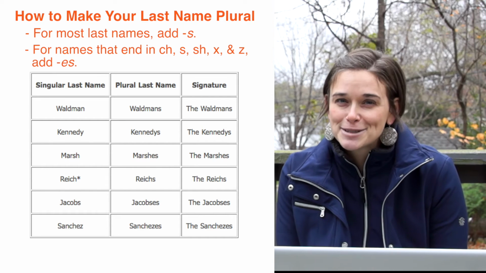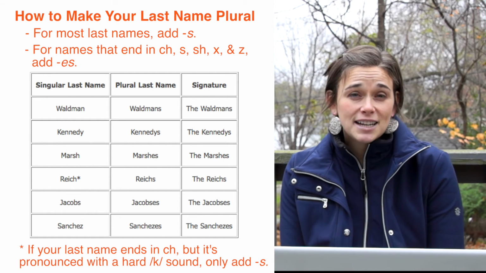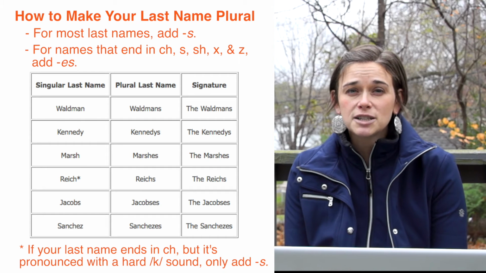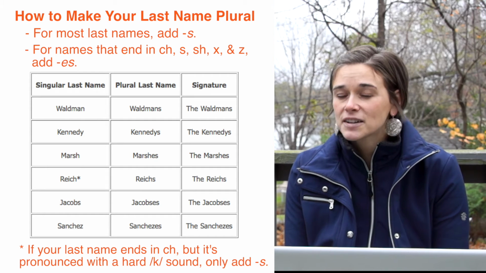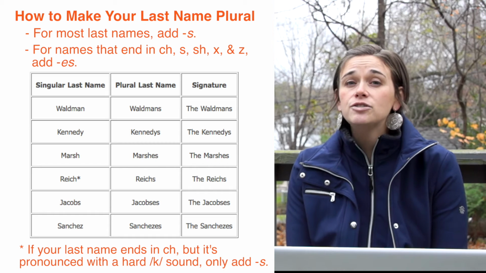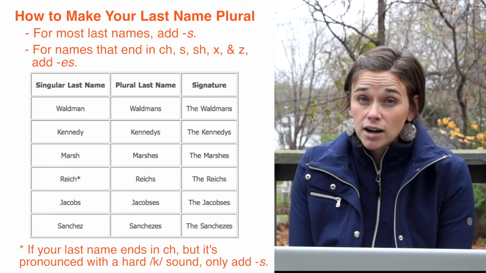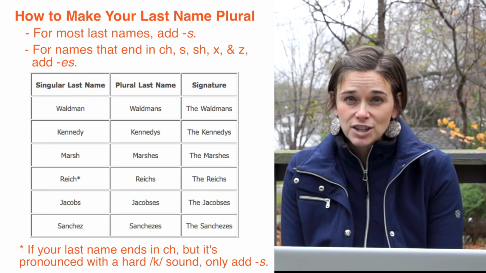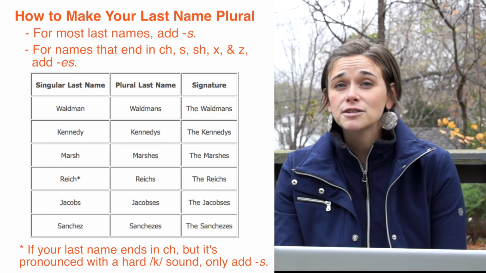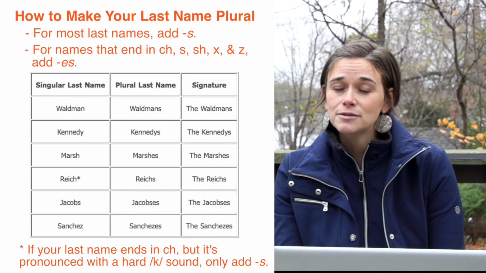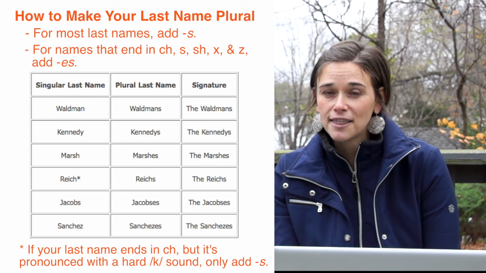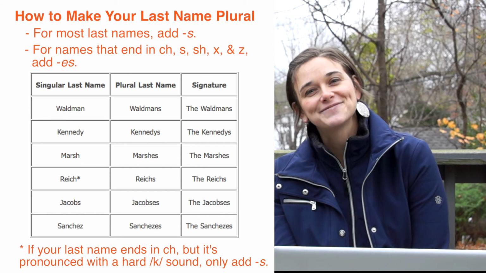Now there is an exception to this rule. If your last name ends in CH, but it's pronounced with the hard K, like in the word monarch, then you just add an S rather than an ES. So monarch would become monarchs with just an S. Now that you have the plural version of your last name, all you need to do is put the word the in front of it. The O'Briens. And you're done.